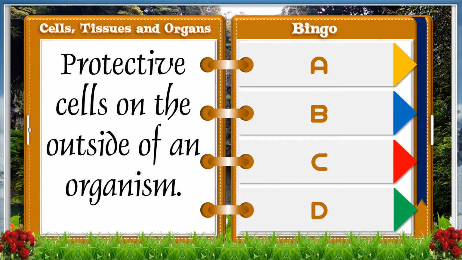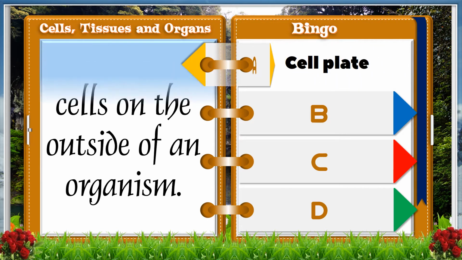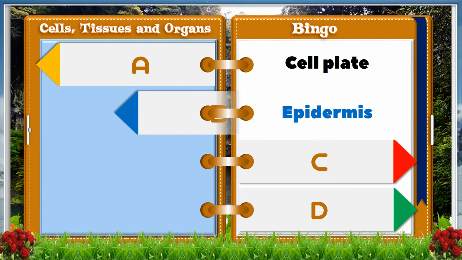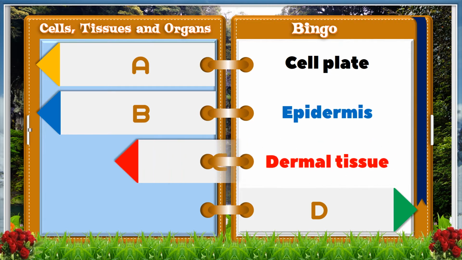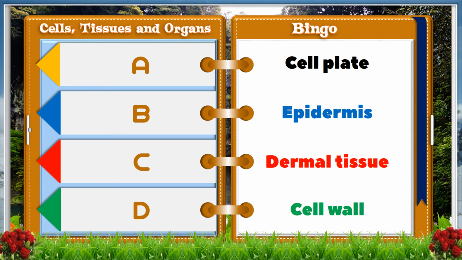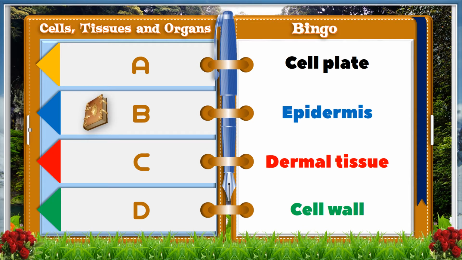Protective cells on the outside of an organism. A. Cell plate. B. Epidermis. C. Dermal tissue. D. Cell wall. And the answer is B. Epidermis.